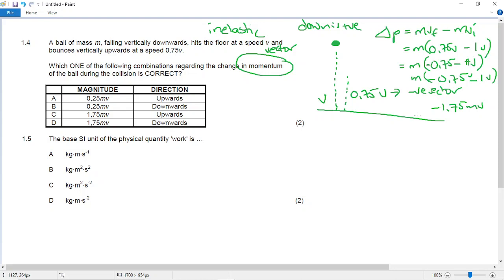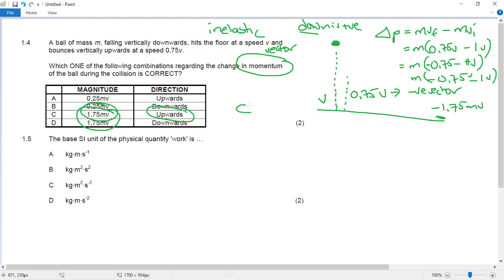So I need something with this magnitude. Can you see this is the correct magnitude? And according to my vector direction, it says down is positive. So this one, if this is a negative sign, it must be upwards, because down is positive, which means up is negative. So therefore, this upwards and the 1.75mv go together.